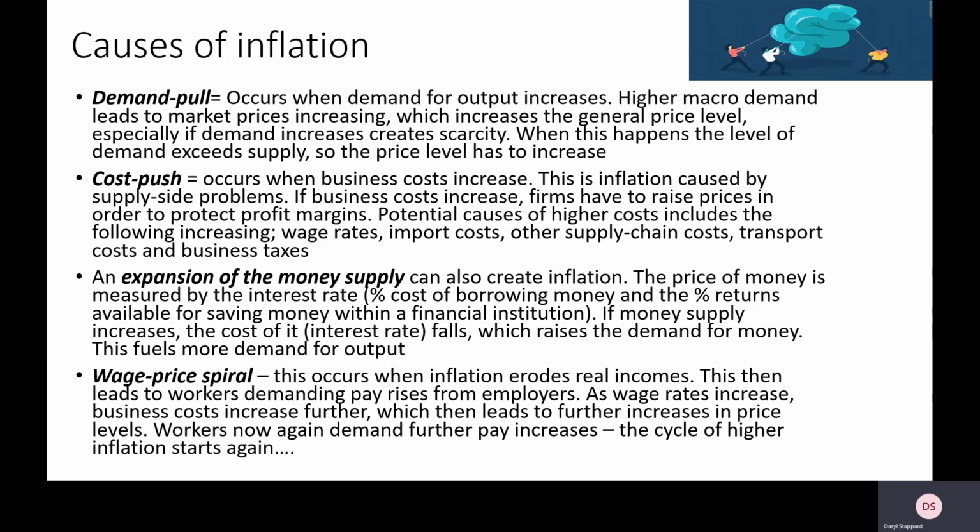Right, other causes of inflation there, we have an expansion of money supply. Now, when you spend your money, it carries an opportunity cost, and that is the interest rate. So if you were to borrow money from a bank, if you want to demand that money, you've got to pay an interest rate. If you were to spend your savings, you sacrifice the interest rate that you get on it. This therefore means that the price of money is the interest rate.